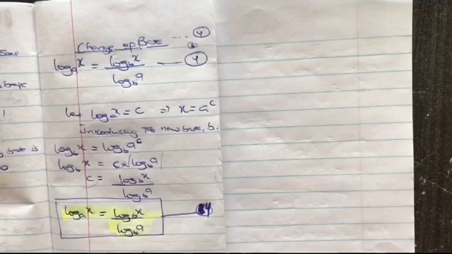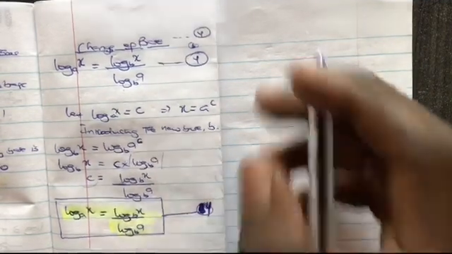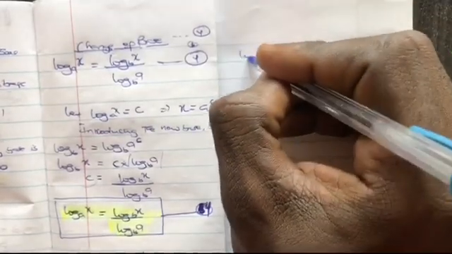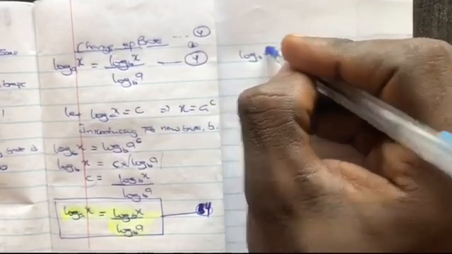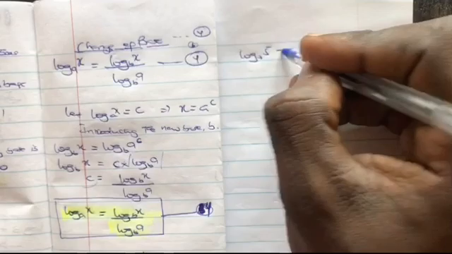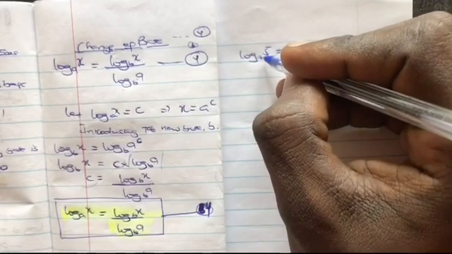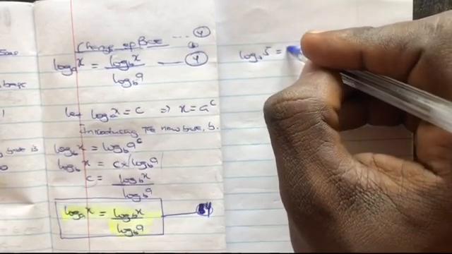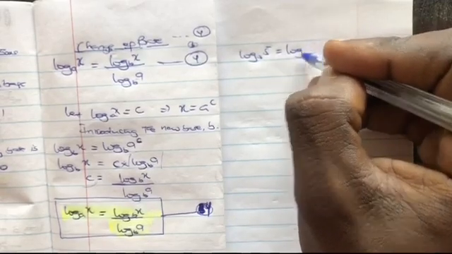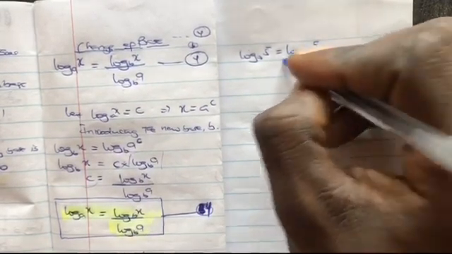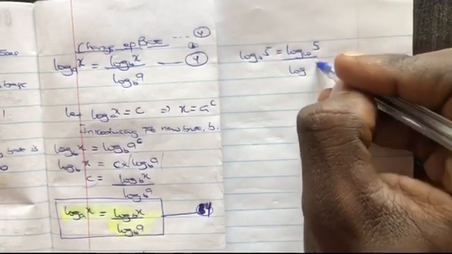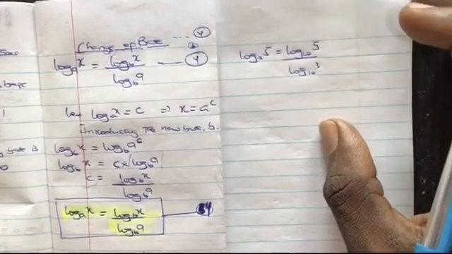Okay, now let's widen the scope of our understanding by solving more questions. So we have log 5 to the base 3, and we are saying that when we introduce a new base, say base 10, it's going to become log 5 to the base 10 all over log 3 to the base 10. So you can confirm this by using the calculator.